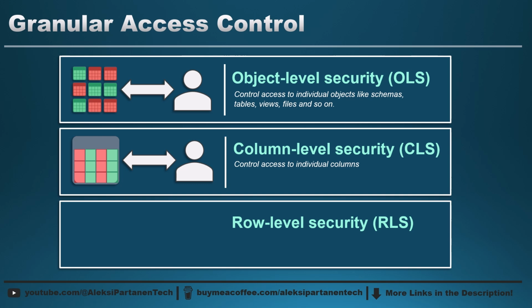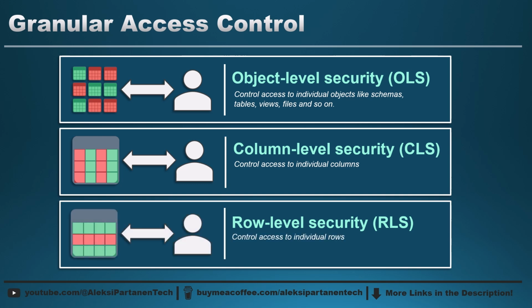And finally, row level security, or RLS, lets you filter which rows a user can see. For example, a salesperson might only see rows related to their own sales region. This kind of filtering happens automatically based on who is running the query. So these three types of security can all work together to give you very precise control over your data. And in this episode we are going to cover each one of them step by step and piece by piece.